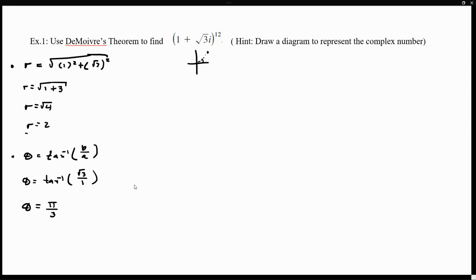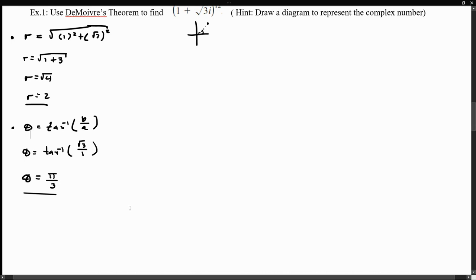So now that we have the value of r and the value of theta, we know that we can rewrite this problem in its trig form, where the trig form is going to be equivalent to just 2 cosine pi over 3 plus i sine pi over 3. So this is how our complex number looks if we want to write it in trig form.